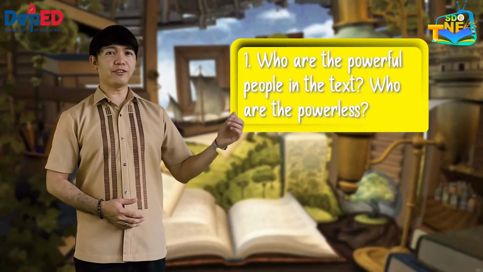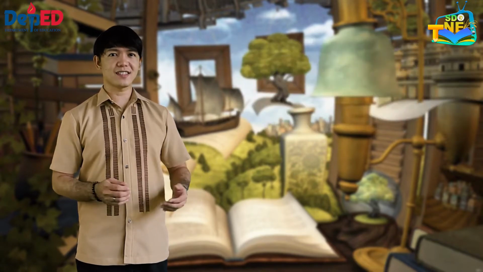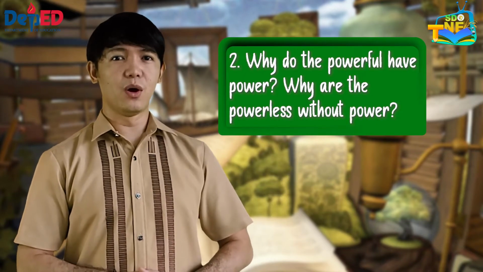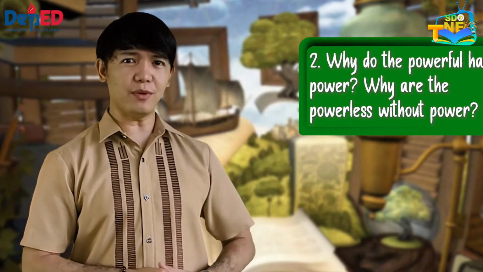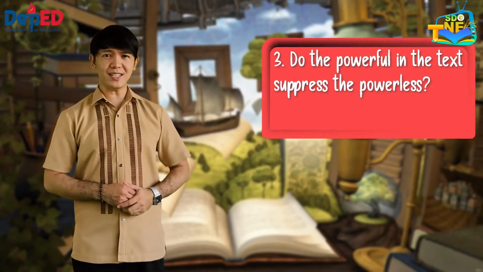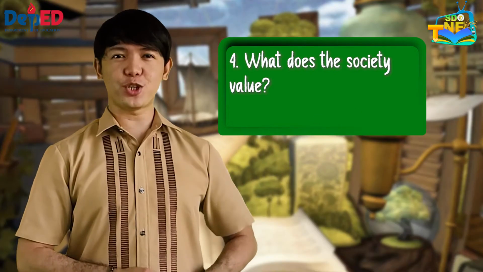Who are the powerful people in the text? Who are the powerless? Why do the powerful have power? Why are the powerless without power? Do the powerful in the text suppress the powerless? What does the society value? These questions should be asked when analyzing a text using Marxist literary theory.